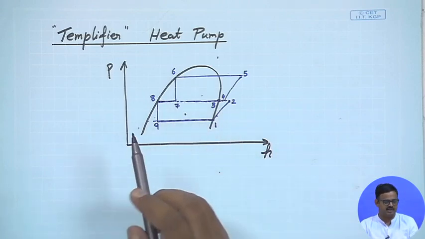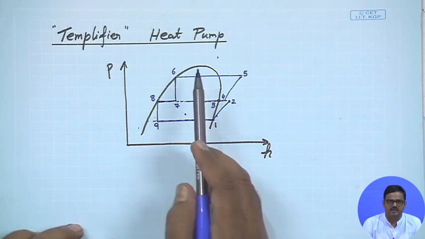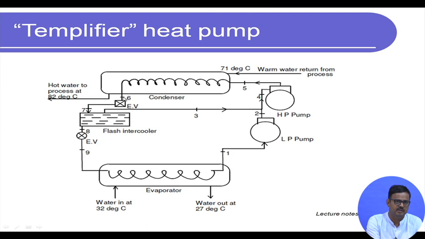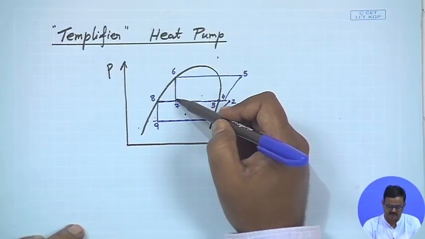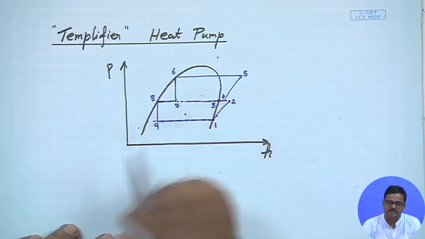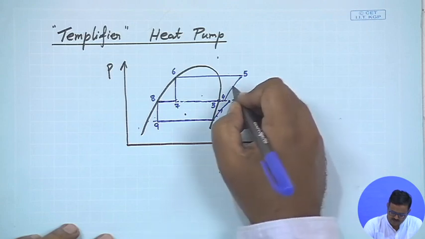Okay. So, once again let us correlate, the 6 is going to be the exit of the condenser, which is what is seen over here. 7 is the exit of the first expansion valve. Then 8 is the entry to the second expansion valve, 9 is the exit of the second expansion valve. So, 6, 7, 8, 9, which is what we have seen here, clear. So, this is the templifier unit represented on a pH diagram. Let us put the arrows.